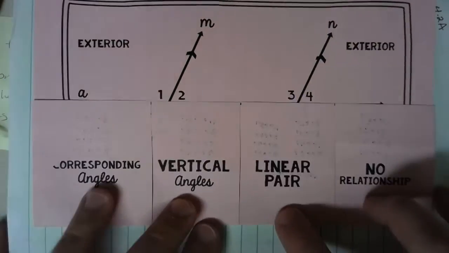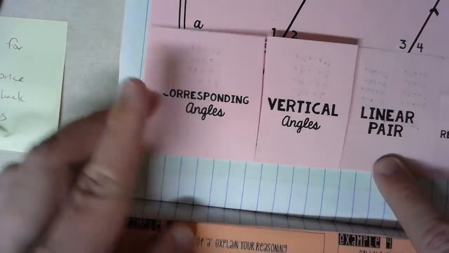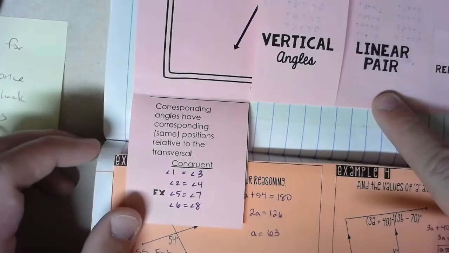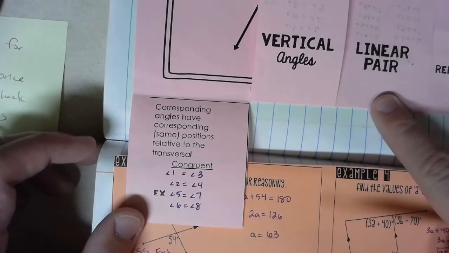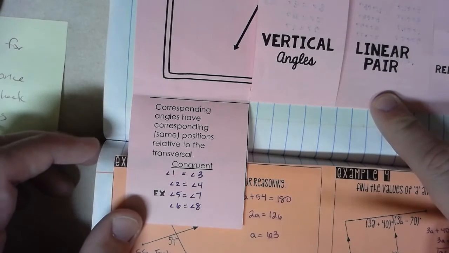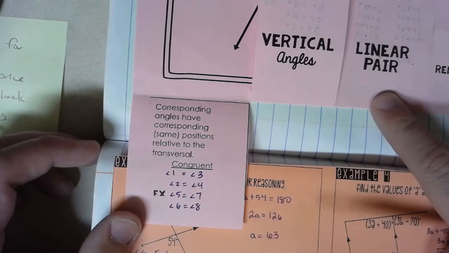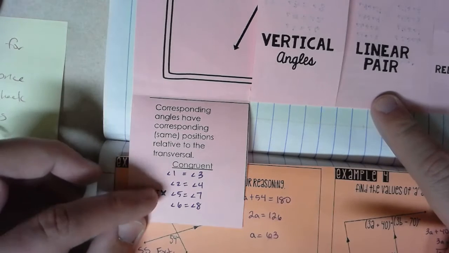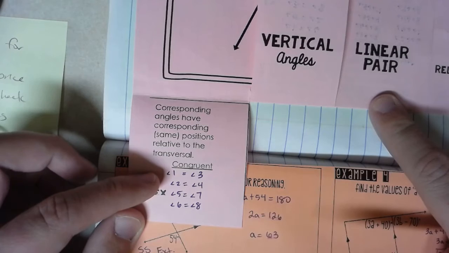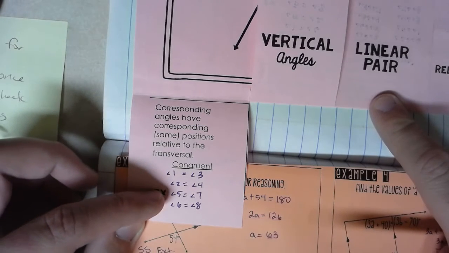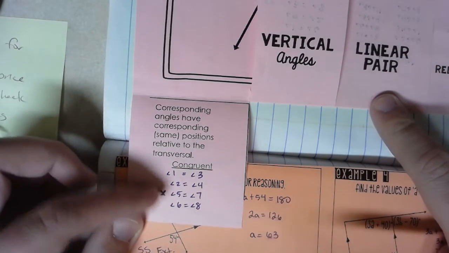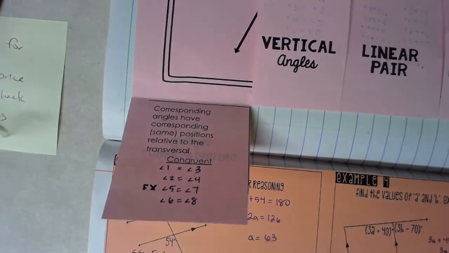Okay? So next up, we're looking at corresponding angles. So corresponding angles have corresponding or the same positions relative to the transversal. And as you can see, we've got a lot more pairs here. We've got angles 1 and 3, 2 and 4, 5 and 7, and 6 and 8. And these pairs are all congruent.